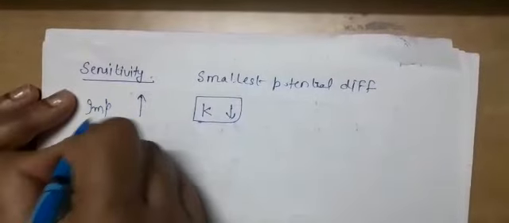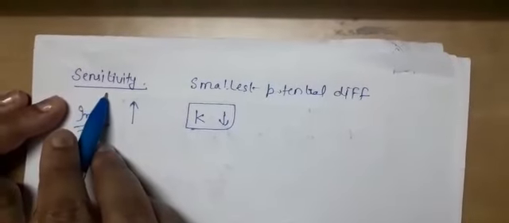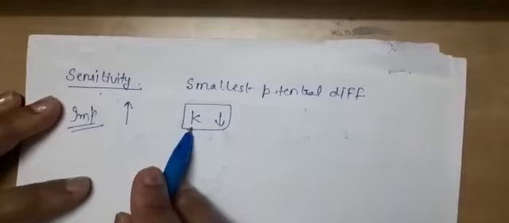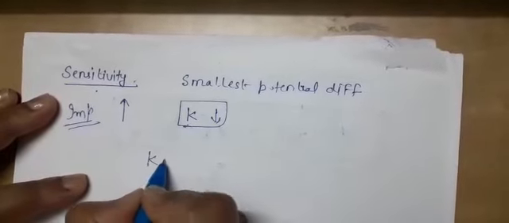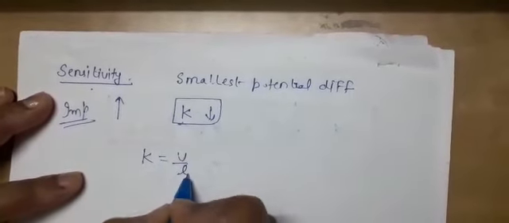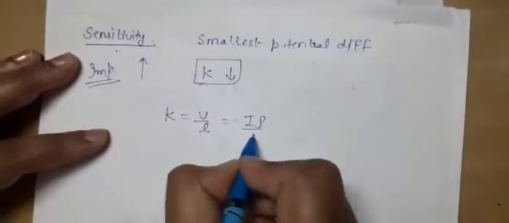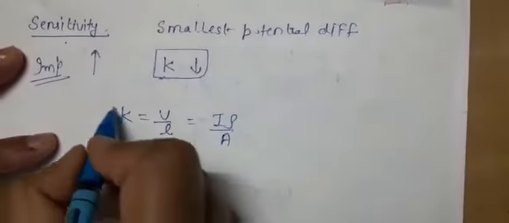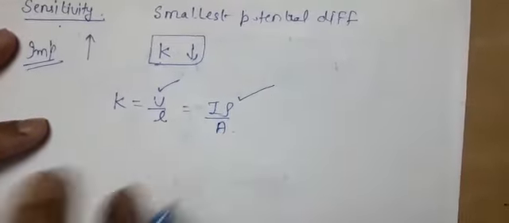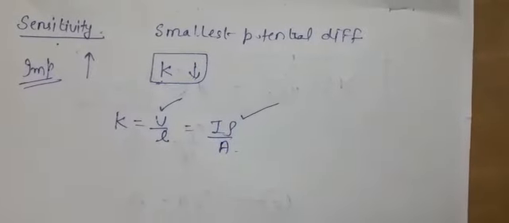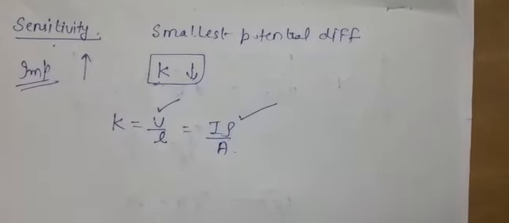Don't get confused with it. If we have to increase the sensitivity, we have to decrease the potential gradient. The potential gradient is given by V upon L, and it is I rho upon A. The basic formula is this one. This is also the formula which we used in the proof of the potentiometer principle.